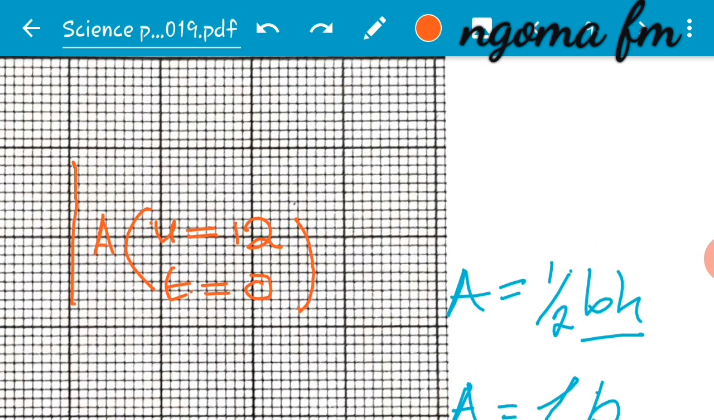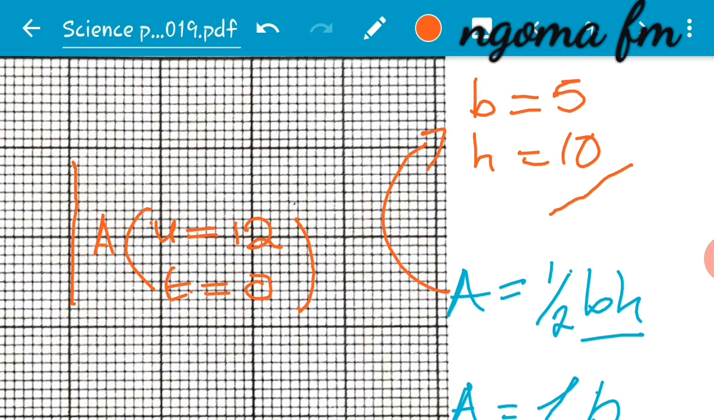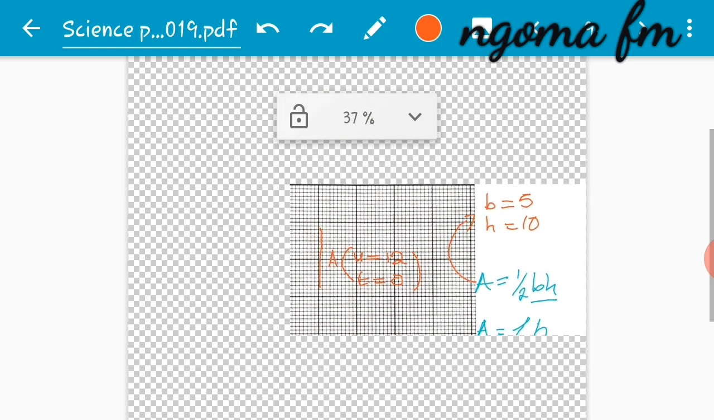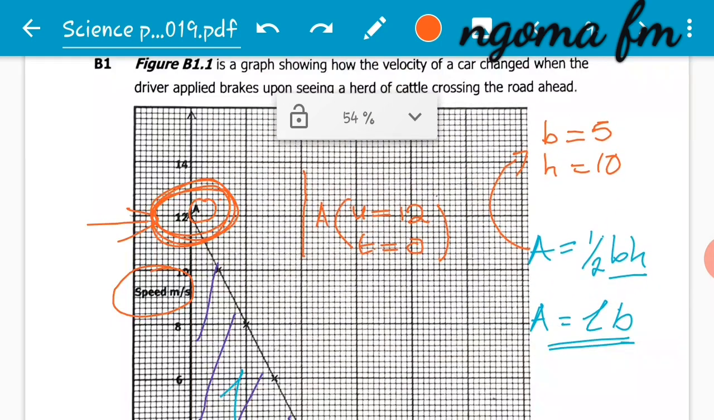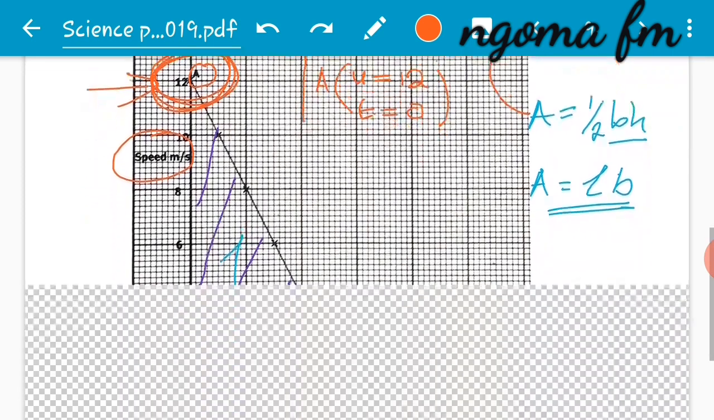So we have B is equal to 5, H is equal to 10. This is for the triangle. Okay. Then we now turn our attention to the rectangle.